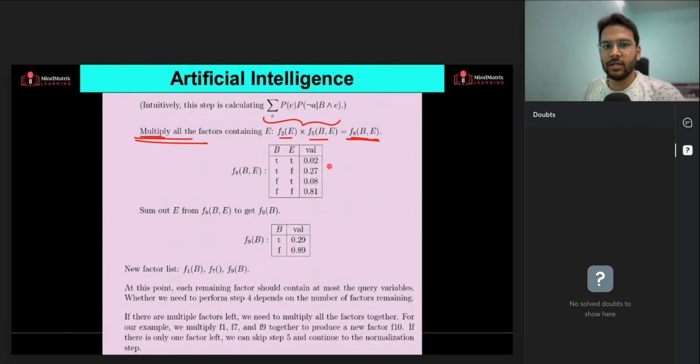Are we getting the same values here? Yes. 0.02, 0.27, 0.08, 0.081. Understood? Crystal clear so far? So this is the factor that we have.